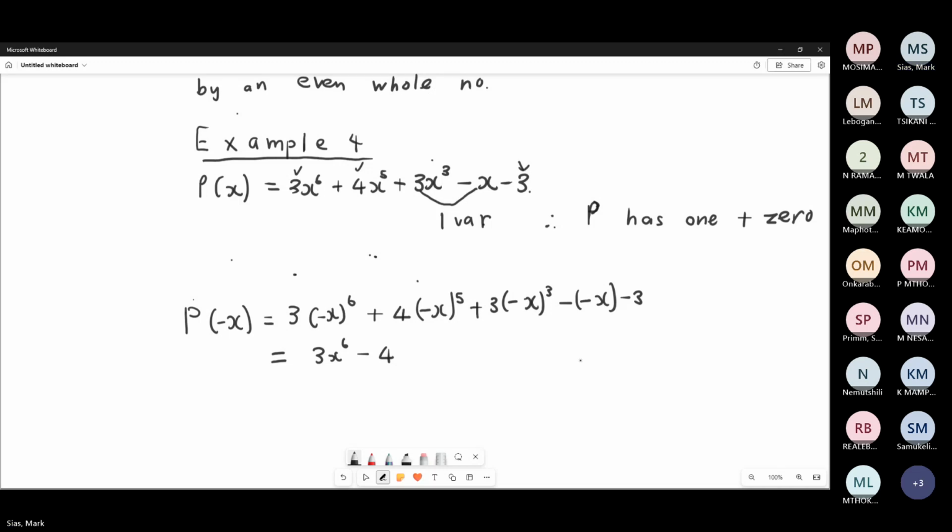So we'll have 3x to the 6 minus 4x to the 5 minus 3x cubed plus x minus 3. And now we'll check the number of variations in sign there, in that case.